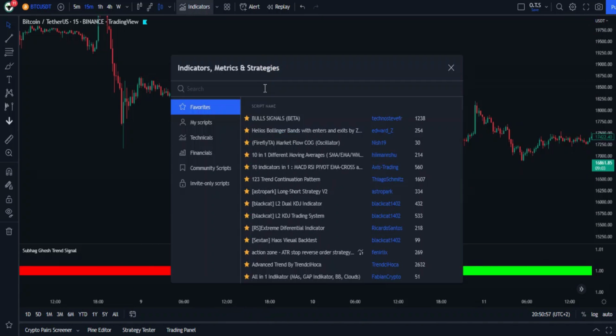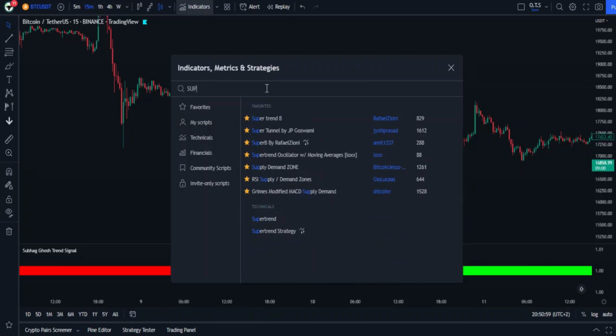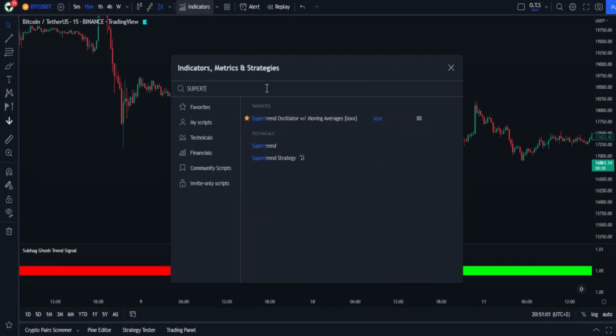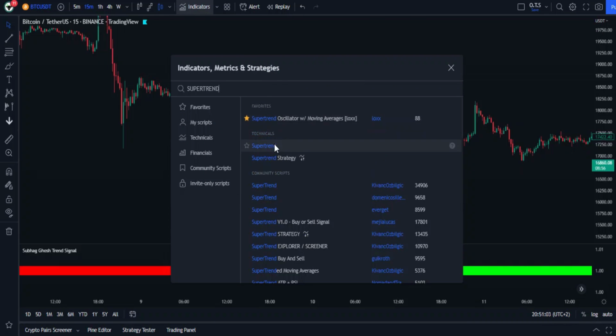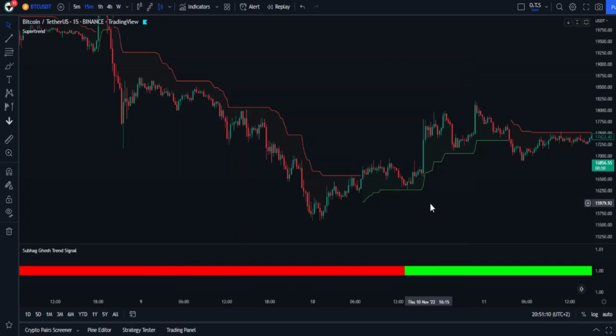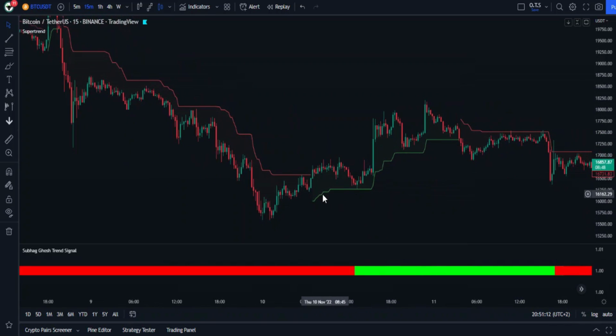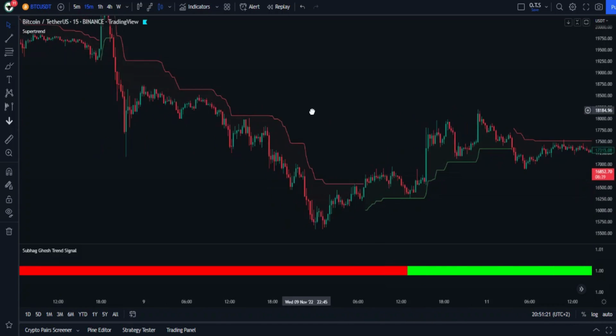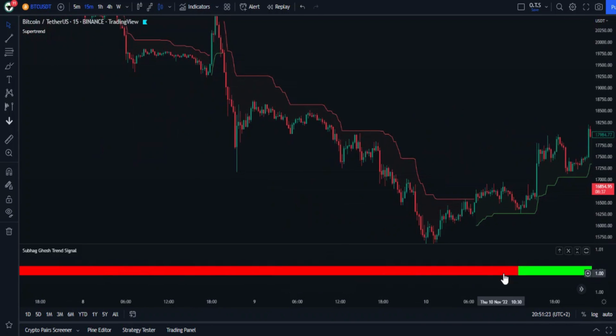The second indicator in this system will be the super trend indicator, and we can find it by typing super trend. From the search results we choose this indicator, which is under the technical section here. Now as you can see, when the super trend is in green and the subhag indicator is also in green, it means that we will look for buy signals. On the contrary, when the subhag is in red and the super trend indicator is also in red, we will look for sell signals.